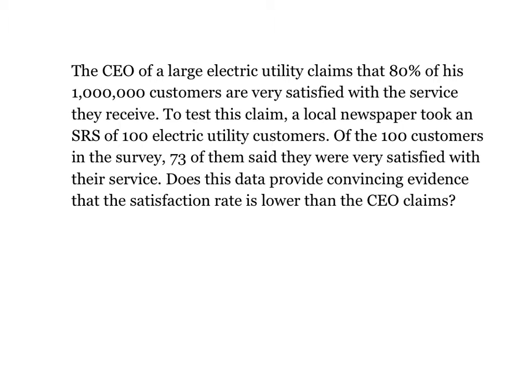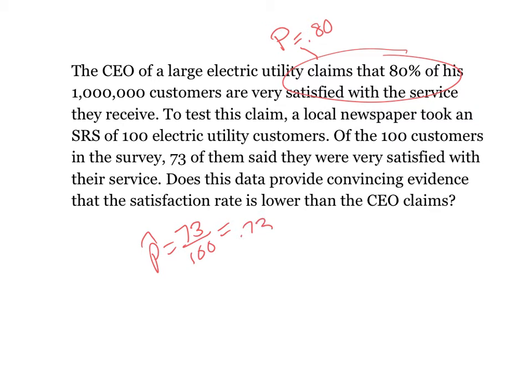So this is how a hypothesis test gets set up, okay? There will be a claim about the population parameter. Someone will say, hey, I think the P is this. In this case, this guy is saying it's 80%, all right? A newspaper thinks, you know what, I don't think he's telling the truth. I think the real percent that's very satisfied is less than 80%. So the newspaper goes out and takes a sample of 100 people and finds out that 73 of them are very satisfied. Okay, so now the question is, is that evidence that the CEO might be misleading you? Okay, that the real percentage of people satisfied is maybe less than 80%.